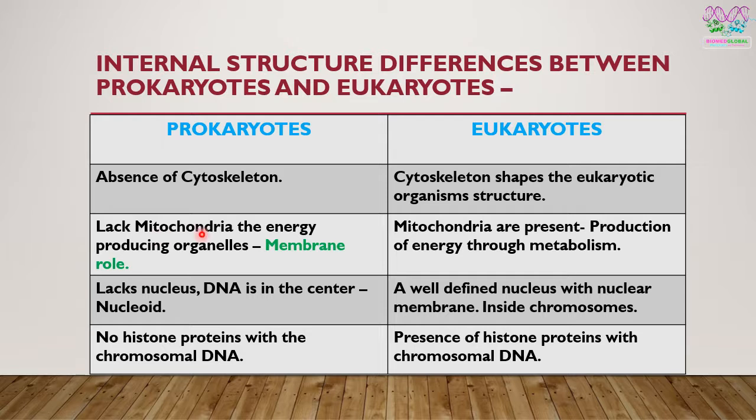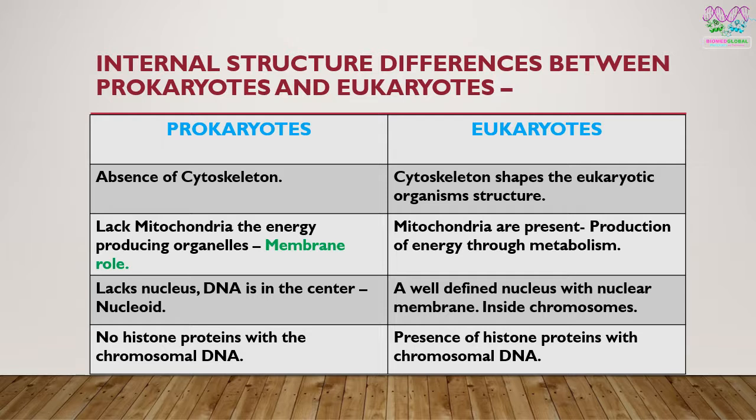Prokaryotic cells lack mitochondria, and the energy production is on the membrane, and there are several enzymes that are involved in the production of energy for the prokaryotic cells. As far as eukaryotic cells are concerned, mitochondria are the internal organelles, and they are involved in the production of energy through metabolism. Prokaryotic cells lack a nucleus, and DNA is in the center; the area where the DNA is present is known as nucleoid. In a eukaryotic cell, there is a well-defined nucleus with a nuclear membrane, and inside the nucleus there are chromosomes.